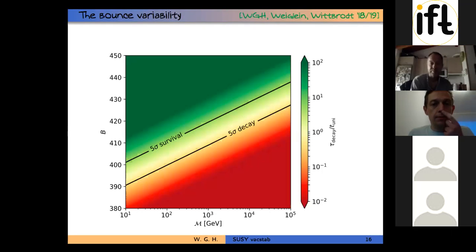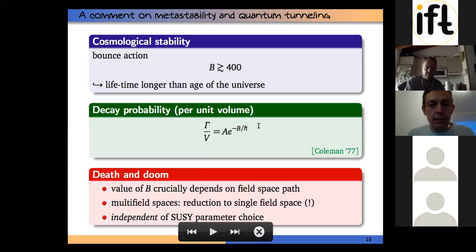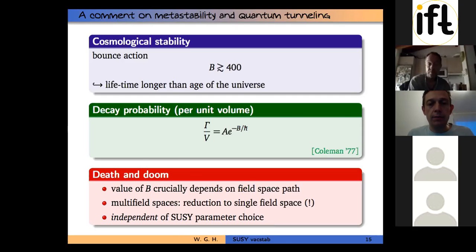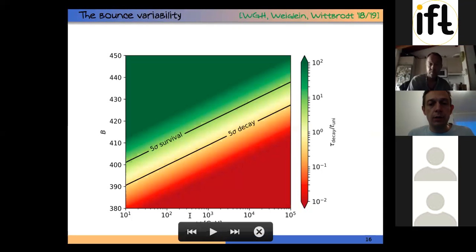So here, just one issue to show this variability of the bounds. The decay probability depends on a prefactor that cannot be calculated. It is usually estimated by the scale of the theory that we denoted here with m. And now, if we vary this scale from 10 GeV to 100 TeV, we get several different values for this bounce action.